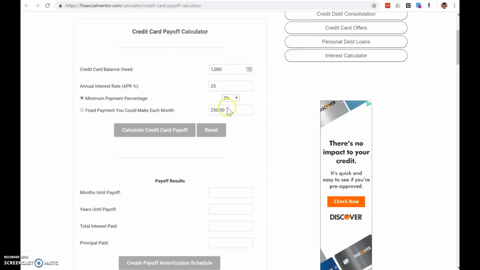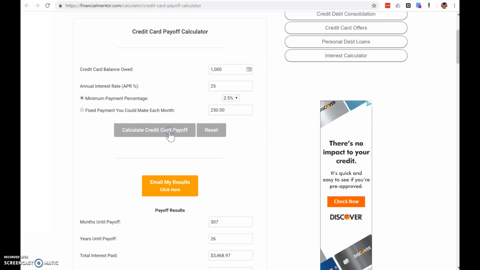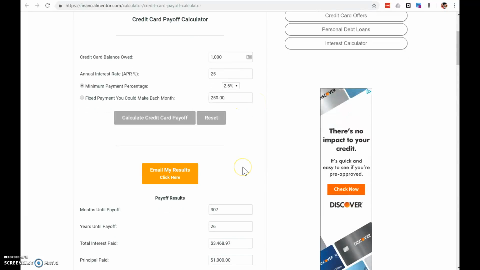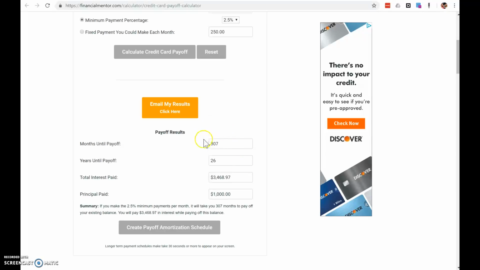Will never be paid off. Oh, that's not good. Let's move this up to 2.5. Yeah, so let's put 2.5. So that means I'm paying $22.50 instead. Here's how long it's going to take. It's going to take 307 months.